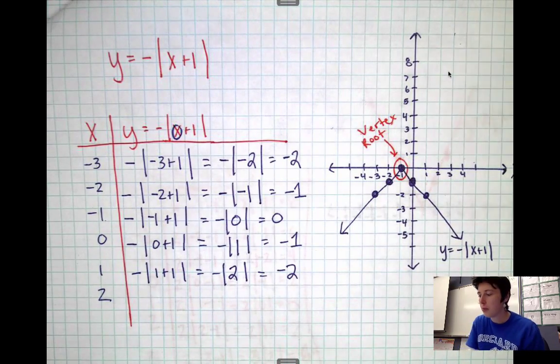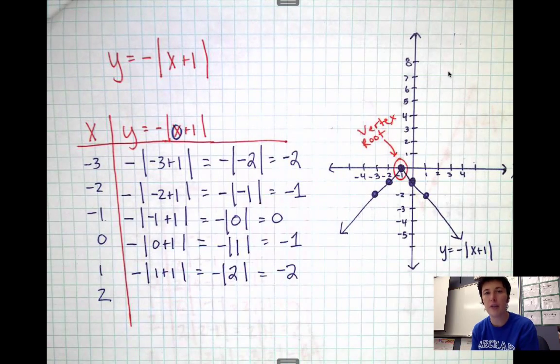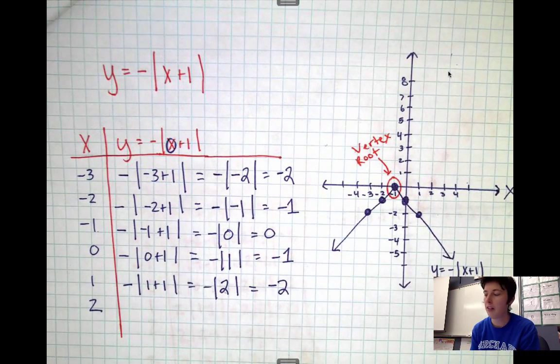Okay, I hope that helps. These ones with the negatives on the outside are probably the most difficult out of these linear absolute value problems, and we're going to continue working on them in class.